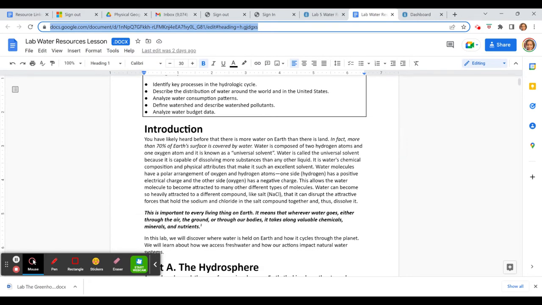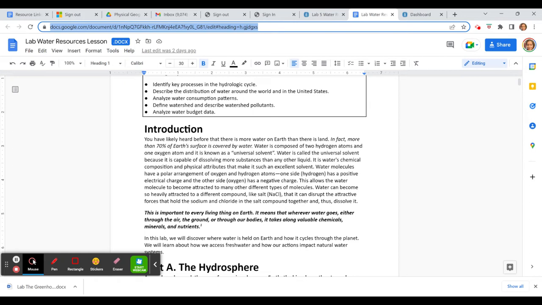So you've likely heard before that there is more water on earth than there is land. That is true. A large majority of that water is salt water. In fact, 70% of the earth's surface is covered by water.